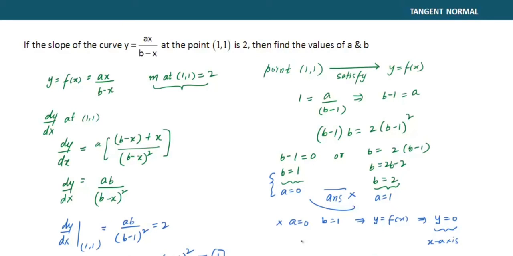Now let me check for the other pair that you have: a is equal to 1 and b is equal to 2. So now the curve will become x upon (2 minus x). Now check whether (1, 1) satisfies this. Here (1, 1) satisfies, so I can say this is the correct answer for a and b. So what you should tell me as the answer is this value, not the other value. There is only one answer; there are not two answers to this particular problem. So the answer to this ordered pair is a is equal to 1 and b is equal to 2. This is the answer.